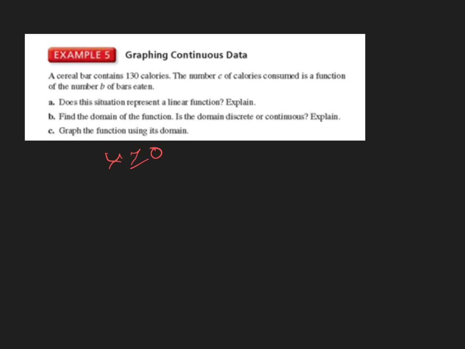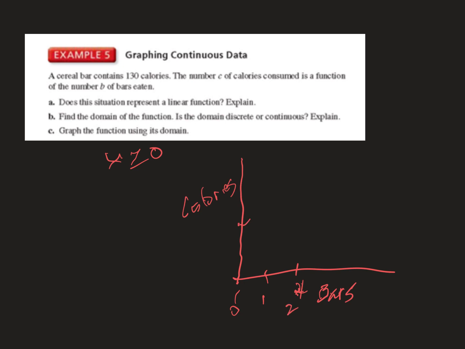Okay, so is it discrete or continuous? Yes, it's continuous. So if I look here and I want to graph this, number of bars, calories, again we start at 0, 1, 2. So 0 bars, 0 calories, and then we're going to have a straight line up here to 130. That straight line would continue out till we get 2 is equal to 260 and so forth.